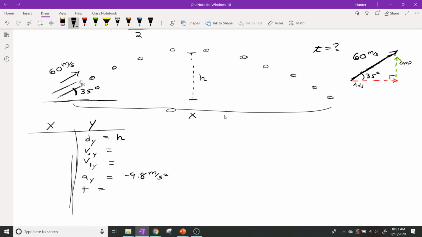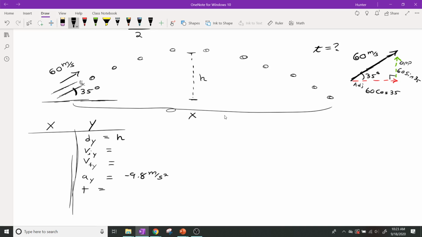You can also keep this in mind: y sine, x cosine. As long as you're using the angle to the floor, that's always going to be true. The y direction is the sine, and the x direction is the cosine. So you don't even really have to do SOHCAHTOA. So this guy over here is going to be 60 sine 35, and this one over here is going to be 60 cosine 35. We just need numbers for that.